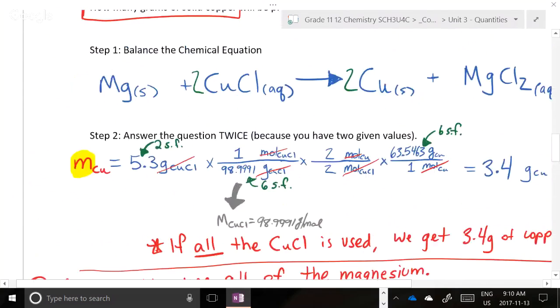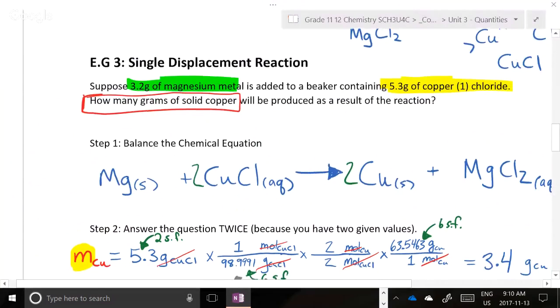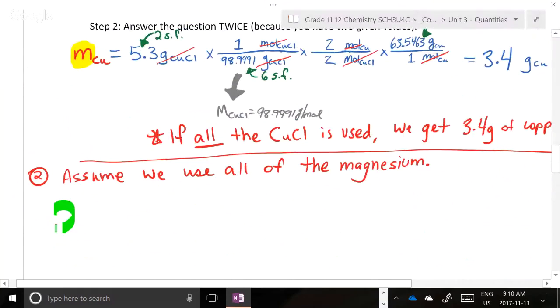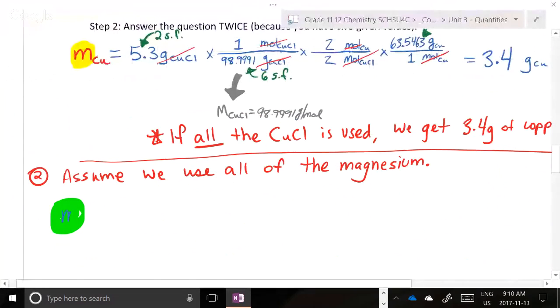What was I given in the question? I was given 3.2 grams of magnesium, so we're going to use that. Again, we're still going to be finding the mass of copper. We're still going to say, what is the mass of copper I get? But this time when I start with 3.2 grams of magnesium metal.